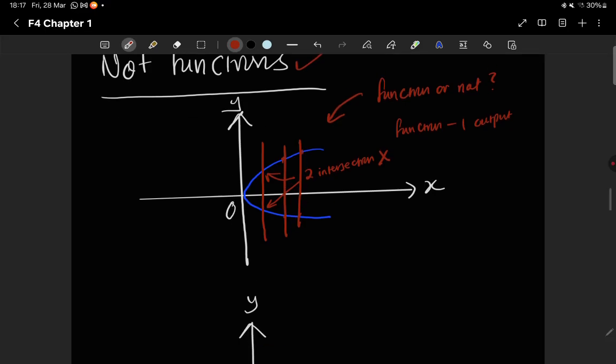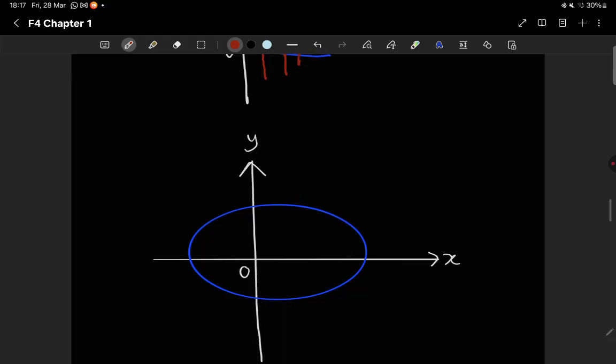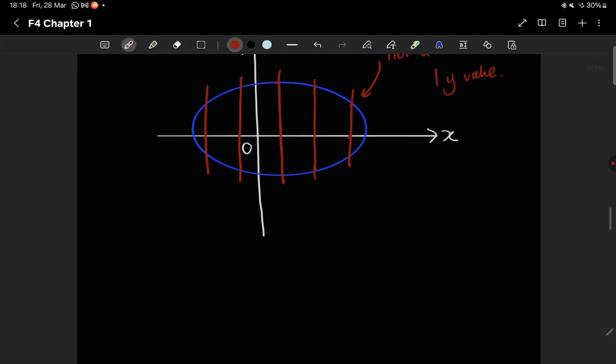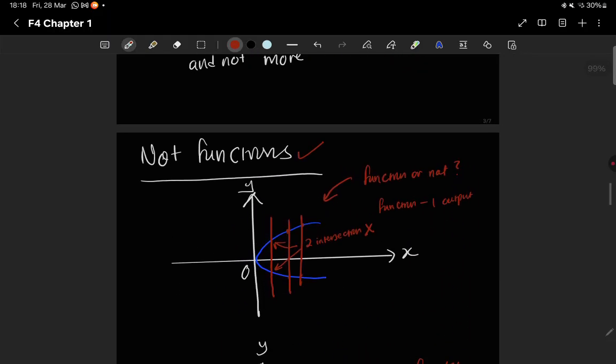If you were to draw this somewhere else also, you'll get two intersections. Another example here is this elliptical graph over here. If I were to draw a vertical line along this graph, you can notice easily that there are always two intersections, which is technically more than one. So this is also not a function because it gives you two y values for every x value, and a function should only give you one y value. So that's about the vertical line test.